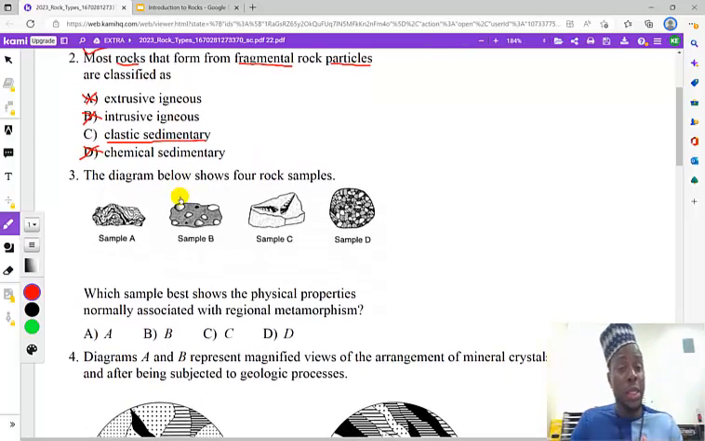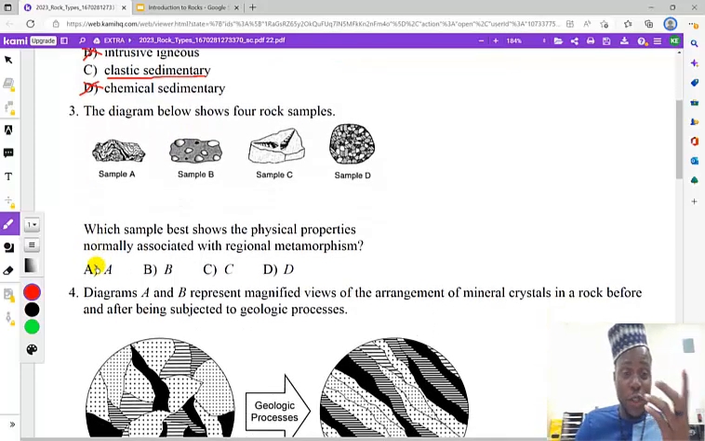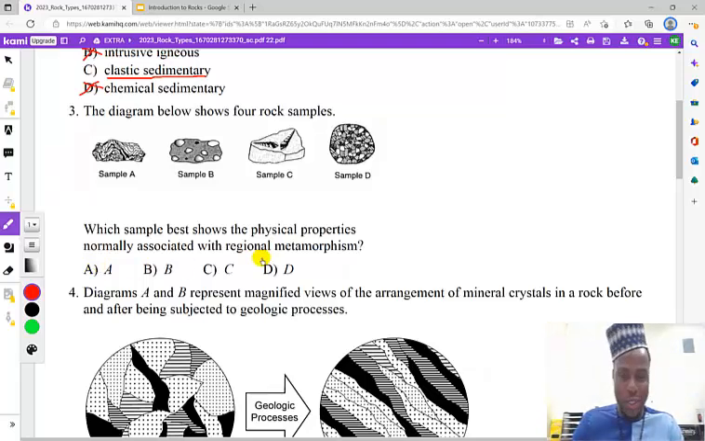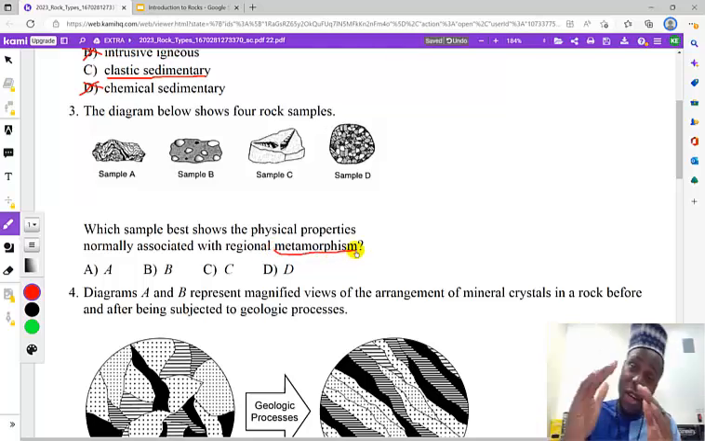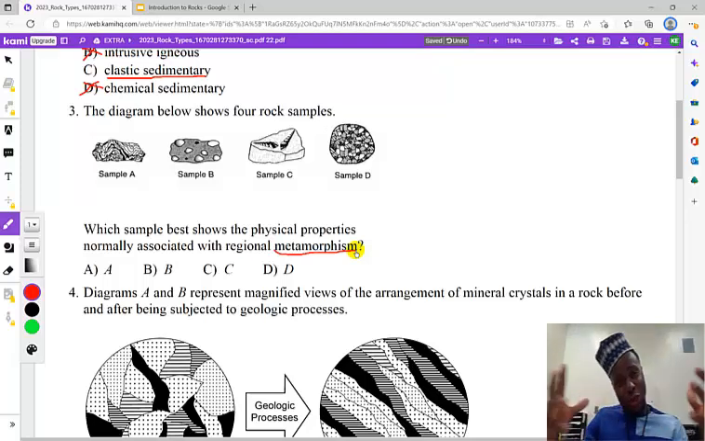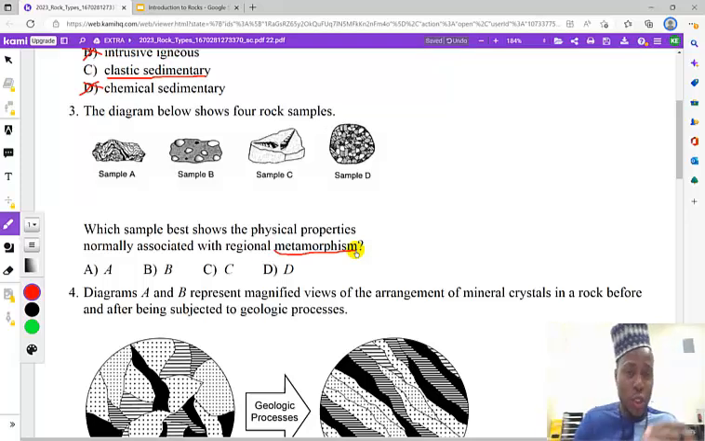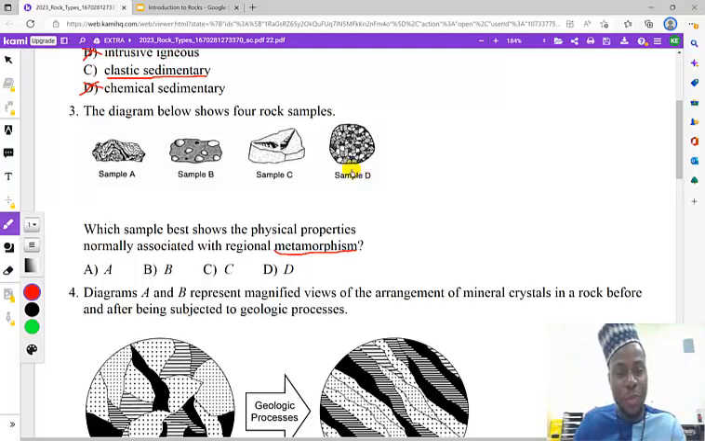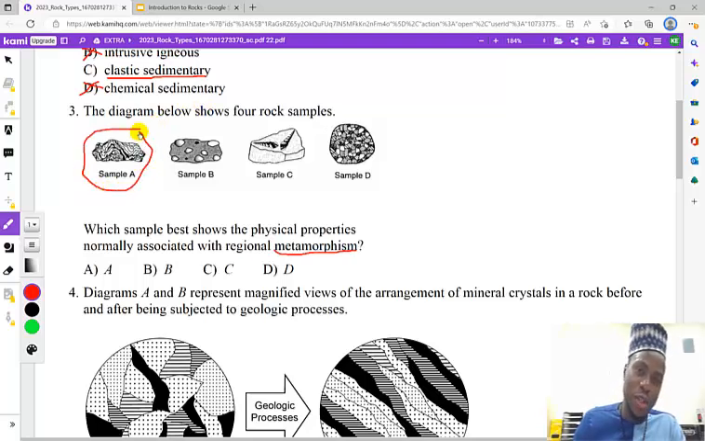Question number 3. The diagram below shows 4 rock samples, and the question is, which sample best shows the physical properties normally associated with regional metamorphism? As we discussed earlier on, when rocks are being metamorphosed or undergoing heat and pressure, the minerals begin to form lines as a result of the heat or as a result of the pressure. So if you look at these rock samples A, B, C, and D, which of them exhibits that? Which of them shows minerals being formed in line or being formed in bands? If your guess is as good as mine, it is option A, definitely in there.